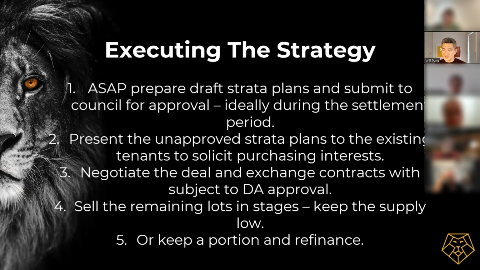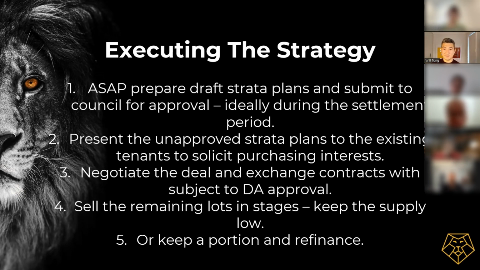The ones who are interested, you negotiate a deal. Step three, you prepare a contract. This is basically selling off the plan, guys. You exchange contracts, and the contract is subject to the DA being approved. There'll be sunset clauses and all that type of stuff, which the lawyers will be able to sort out. Once you've sold a good percentage of the project to the existing occupiers, you've basically de-risked the entire project.